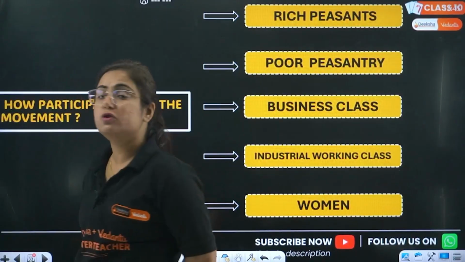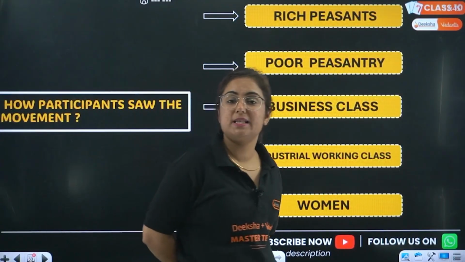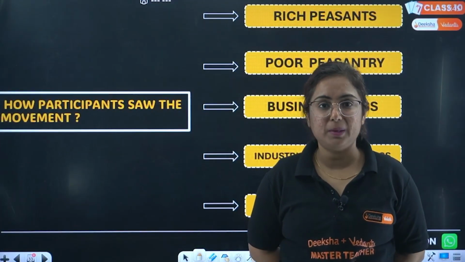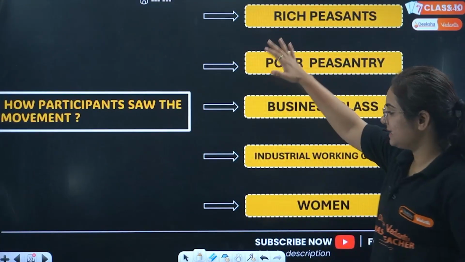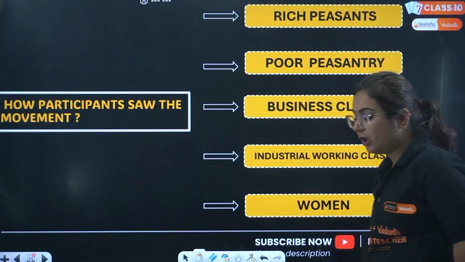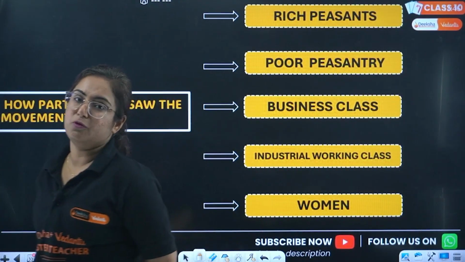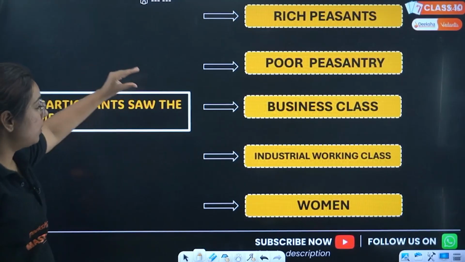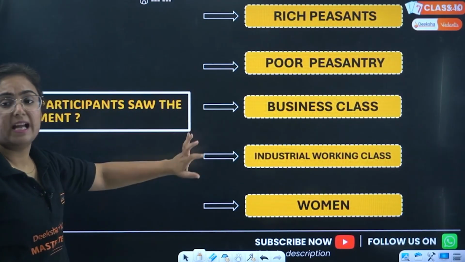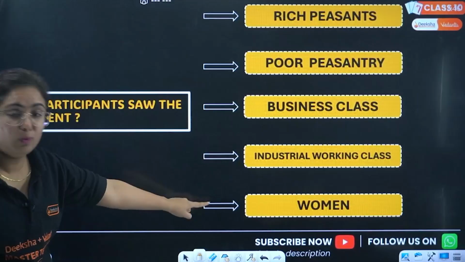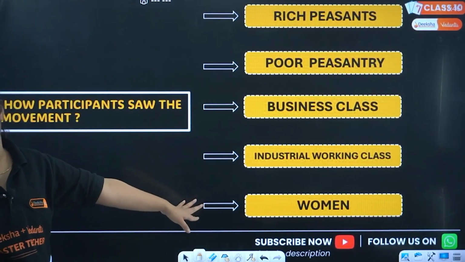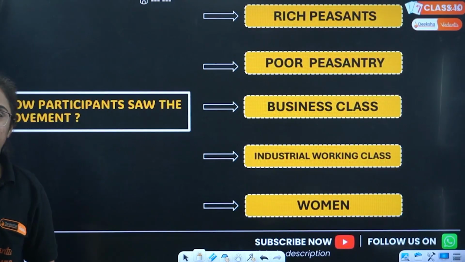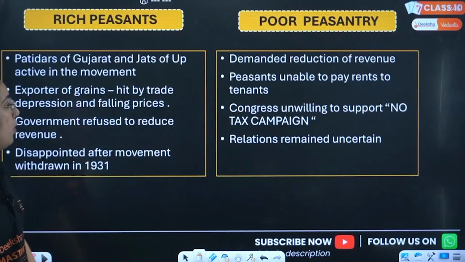CDM was withdrawn. But who participated in this movement? Who were actually the participants in this movement? So here is the list of participants. The first is rich peasants, then there were poor peasants, business class, industrial workers, and one more is added here, that is women. We have to talk about all of them in detail one by one.